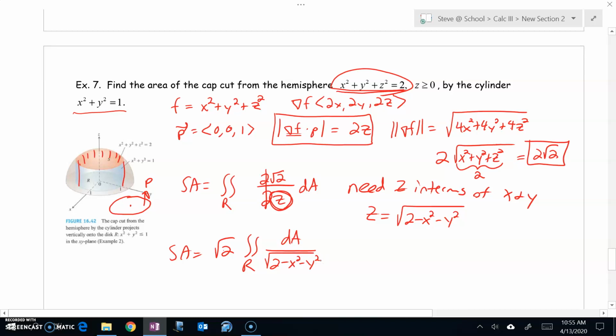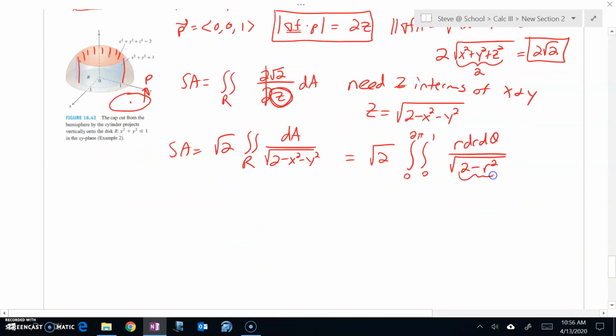So now we're here. Again, since this is a circular shadow region, we need to make it polar, because it's a circle, to make life easier. So this is equal to root 2 times the integral, for the shadow region, r from 0 to 1, theta from 0 to 2 pi. The top becomes r dr d theta. The bottom becomes the square root of 2 minus r squared. Okay, so this is another u substitution one. I'm running out of time on the video. You make u this, and then go from there.